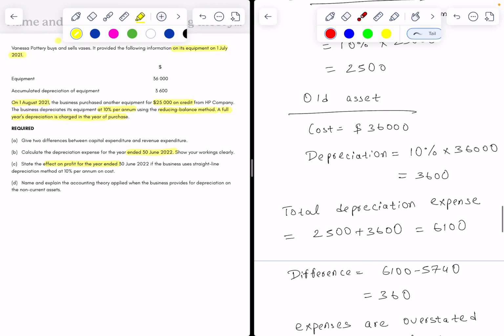Now, the cost of the old asset was $36,000, right? And the depreciation, now that we're using the straight line method, is to be simply calculated by multiplying the given rate of 10% with the cost of $36,000, which is $3,600. So unlike the reducing balance method, where we find the depreciation in the next year as the percentage multiplied by the net book value, using the straight line method, we understand we just simply multiply the percentage with the cost, which gives us a depreciation of $3,600 for the old asset.